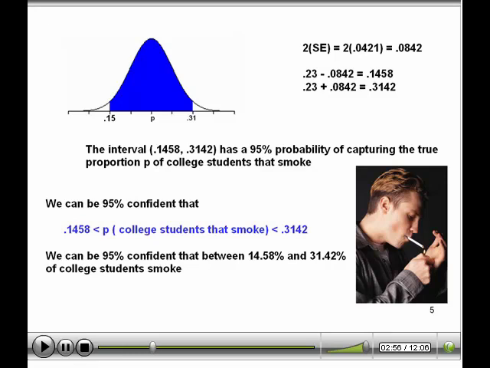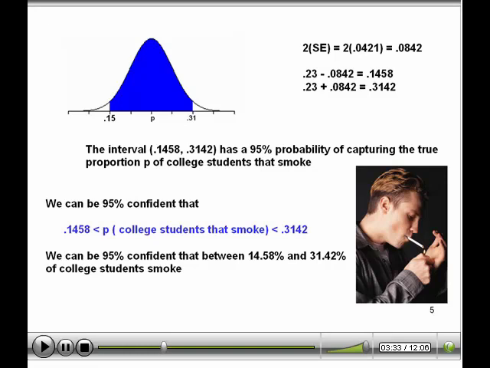So, given that we had a large sample of 100, sample proportions will be normally distributed. The empirical rule tells us that 95% of sample proportions will lie within 2 standard deviations of the true proportion. Using our 0.0421 as an estimate of the standard deviation, we can see that 2 standard deviations would be 2 times 0.0421, or 0.0842.